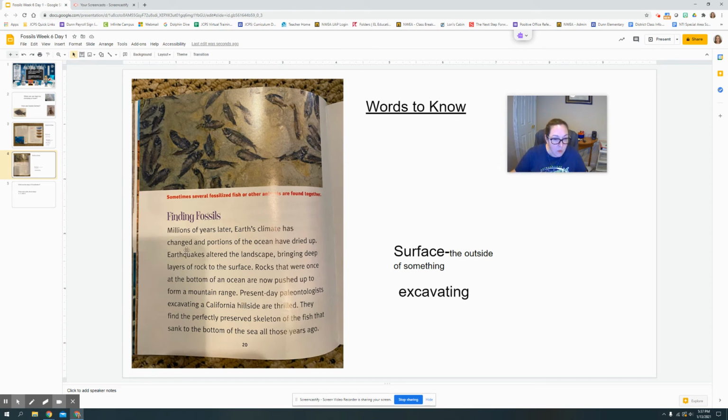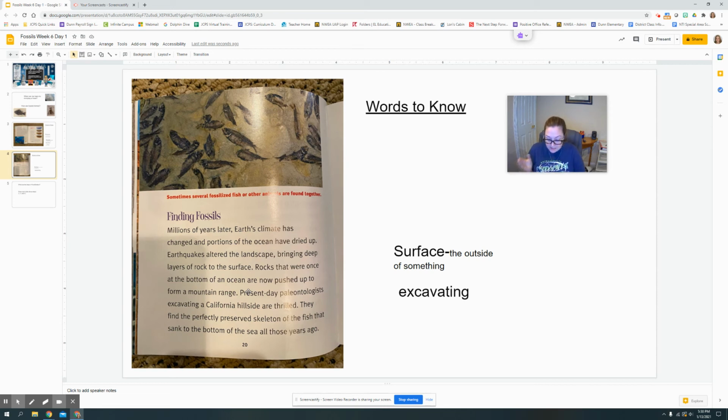Okay, so in that section there, I didn't finish reading yet, but in that section there, it was talking about a lot of changes. What are some of the ways that the earth changes over a long time? What did it tell us here? It says portions of the ocean have dried up. So parts of the ocean dry up. Earthquakes change the surface of the earth. And when there's an earthquake, sometimes a deep layer of rock that might have a fossil in it can come up to the top, to the surface. And rocks that were once at the bottom of the ocean are now pushed up to form a mountain range. Okay, so remember, the earth's surface and the ground changes a lot over time.